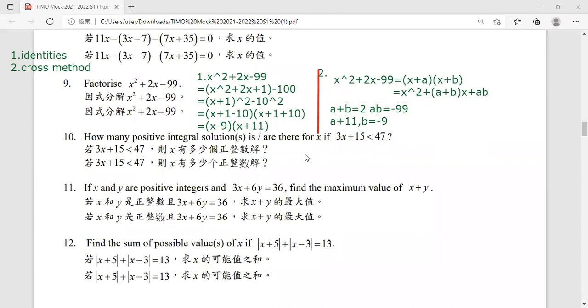Any question with this one? With question 9? Any question with question 9? Okay, simple. But okay, question 10.